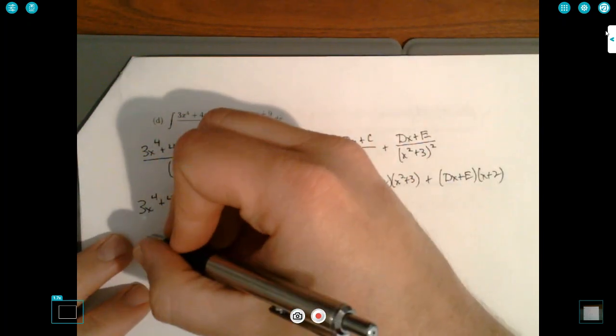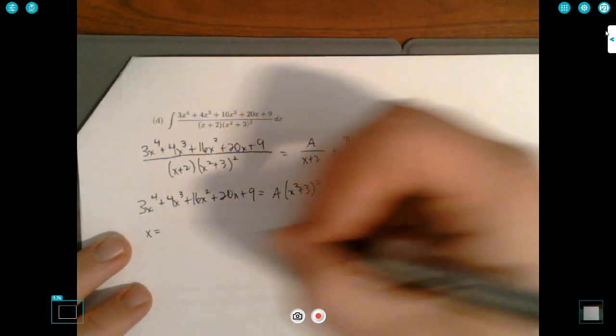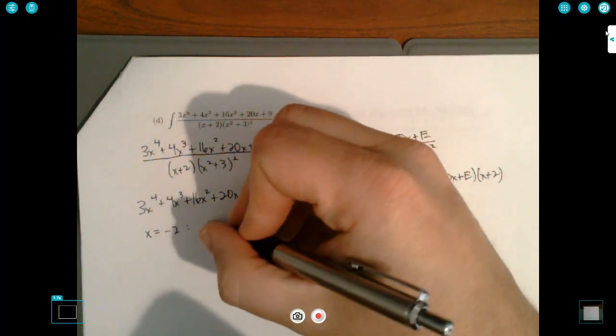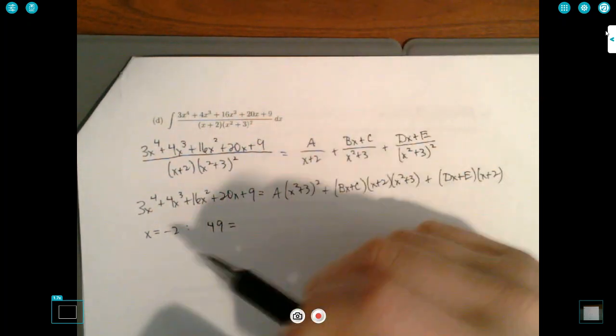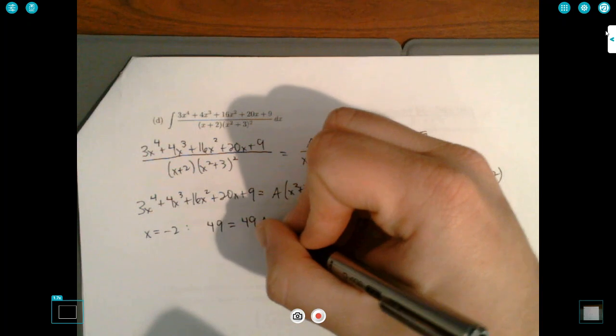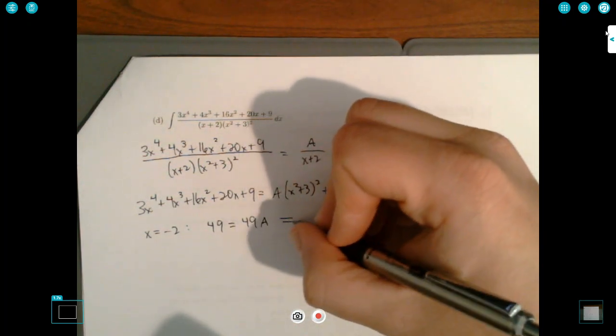Okay, so if we let x be negative 2, then we get 16 times 3 plus 4 times negative 2 cubed plus 16 times negative 2 squared plus 20 times negative 2 plus 9. 49 on the left-hand side. And on the right-hand side, negative 2 squared is 4. 4 plus 3 is 7. 7 squared is 49. We get 49A. Ooh, isn't that beautiful? The rest of it cancels. So A is 1.